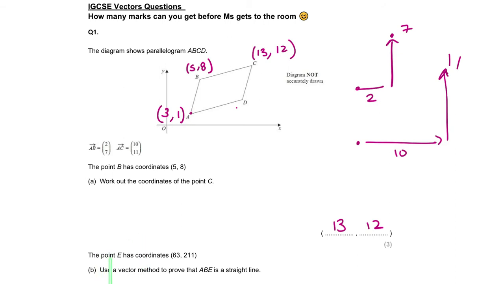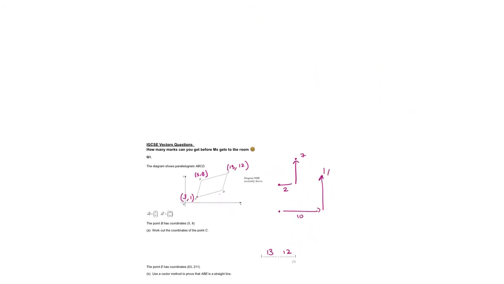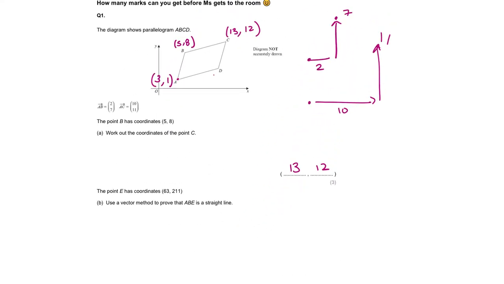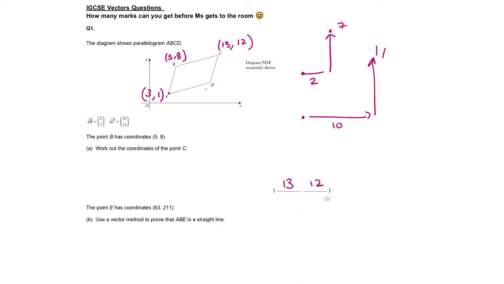It says the point E has coordinates (63, 211). Okay, so E is across 63, up 211. If I was to plot this on the graph, probably thinking E's about here, isn't it? Yeah? Okay, so there's my E. However, obviously, when you're in the exam, you don't have that. So that's okay. So E is (63, 211). I'm just going to leave that for a second. I don't know what to do with this piece of information yet.